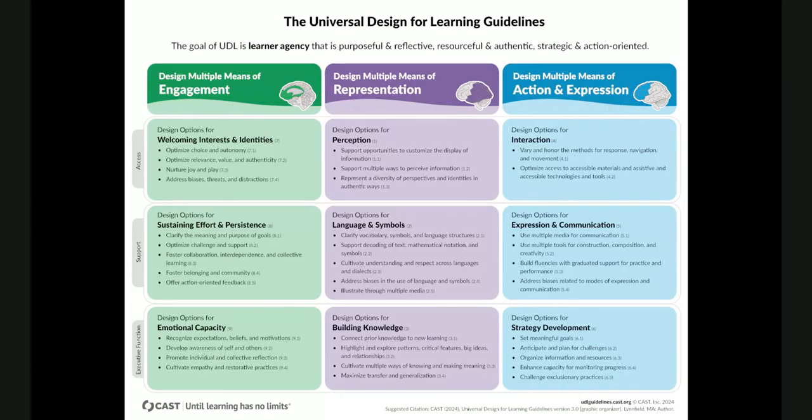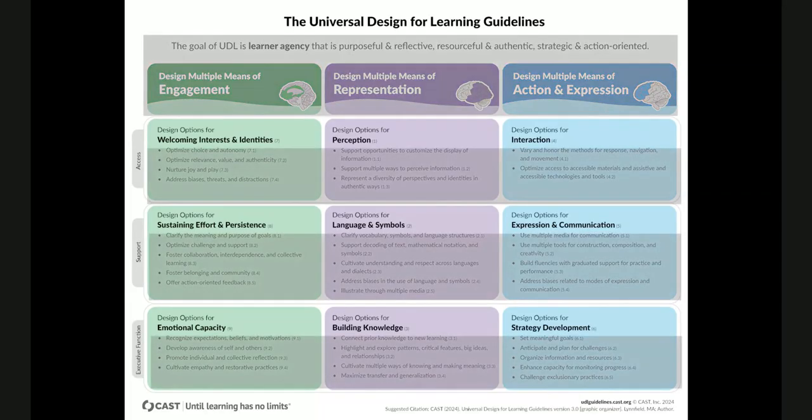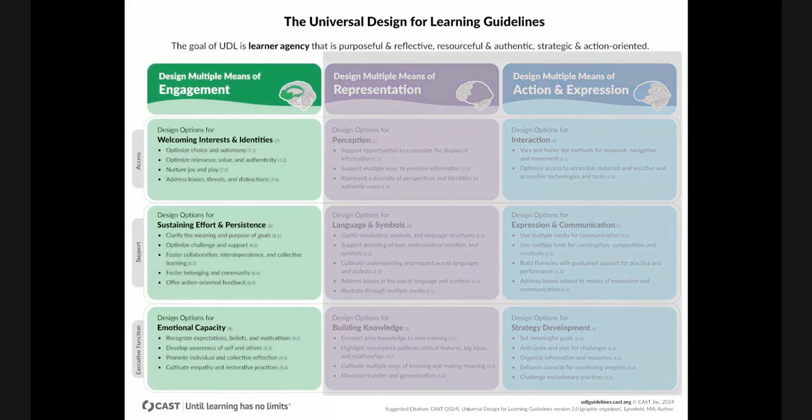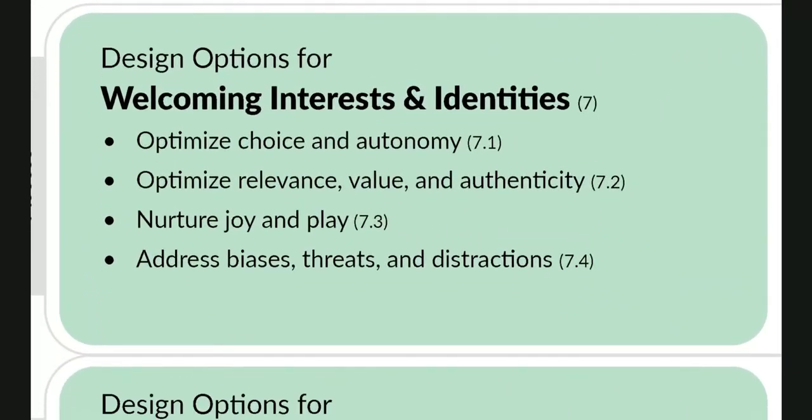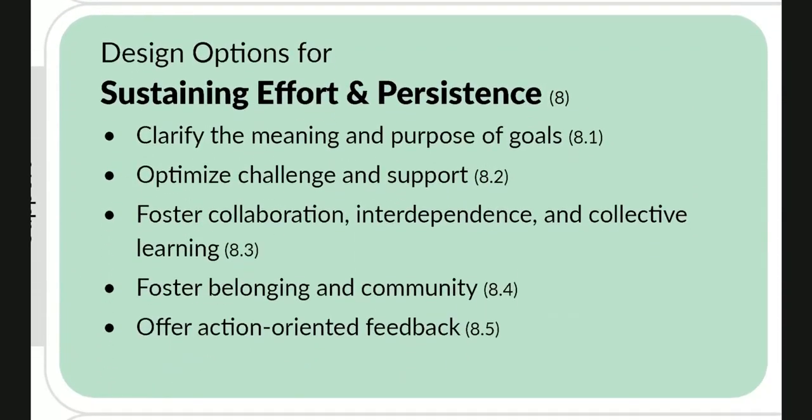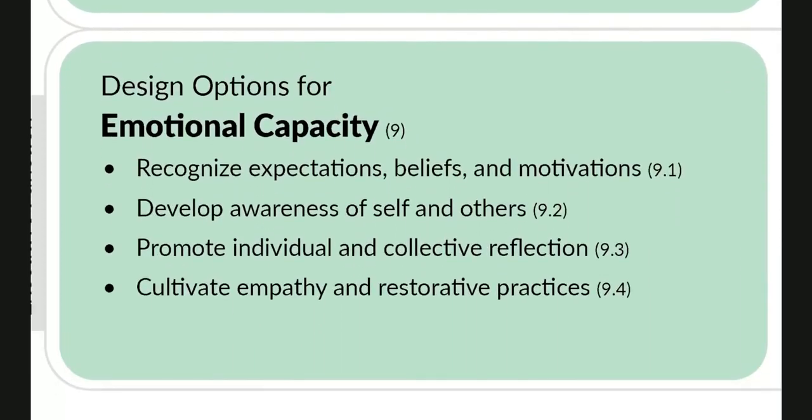Now, within each of these columns, you'll find 3 bolded guidelines. These are broad categories of practices we want to consider. For example, under engagement, the guidelines are welcome interests and identities, sustaining effort and persistence, and building emotional capacity. For each of these, we're designing options.